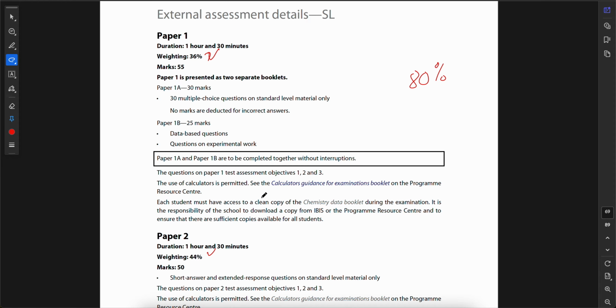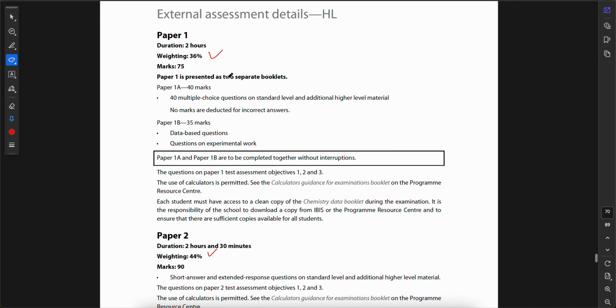So paper 1 has 2 sections. The previous syllabus had only multiple choice, only paper 1, with no divisions, no paper 1A or paper 1B. But for this new syllabus, it has 2 sections, paper 1A and 1B, that are to be completed together without interruption. Paper 1A consists of 30 multiple choice questions for SL and 40 for HL, and the questions can be anything from theme 1 all the way to theme 6.